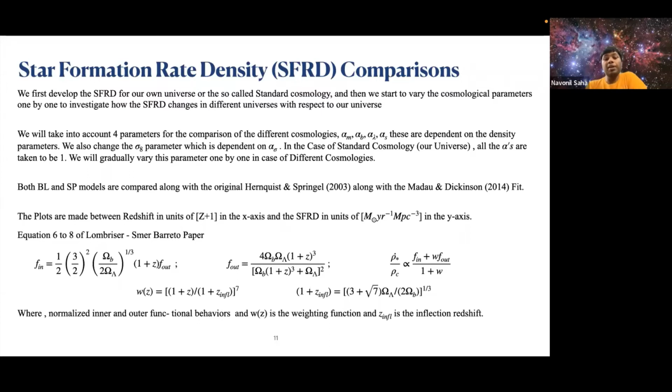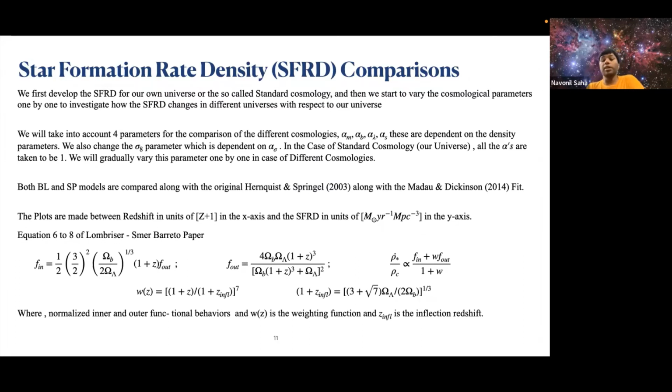Both the BL and SP models are compared along with the original Henriques-Springel model. I should mention here that the SP model is an extended formalism of the Henriques-Springel model that was given in 2003. Along with that, we also give the 2014 Madau-Dickinson fit in the plot, as I will show you in the next slide. The plots are made between the redshift in units of z+1 on the x-axis and the SFRD in units of solar masses per year per megaparsec cubed on the y-axis.